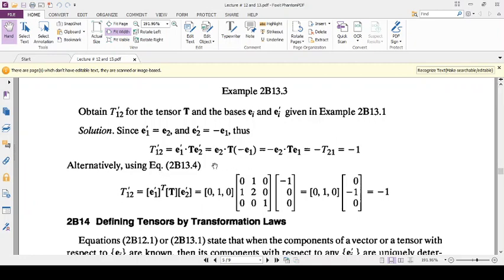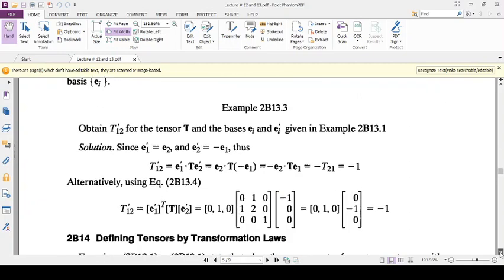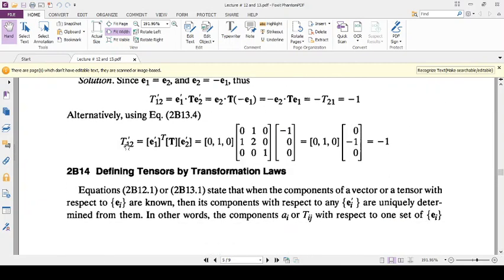So this can also be found with the help of equation 2b13.1, which is simply the matrix form of this equation, which we have already used. So what is this? T12 dash equals e1 dash T e2 dash. What is e1 dash? This can be written as 0 1 0. And what is T? T is given in your previous example, this one. And e2 dash, what is e2 dash? e2 dash is this, minus 1 0 0. So simply multiply all this and you will have minus 1.